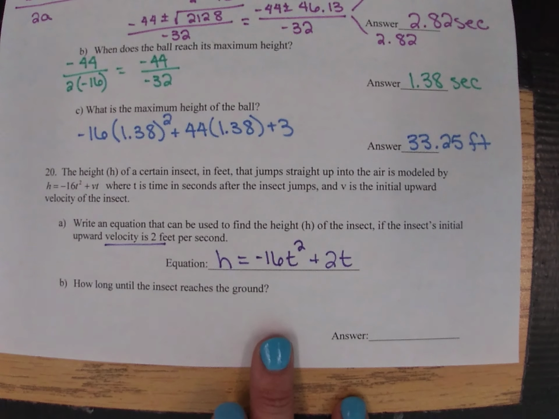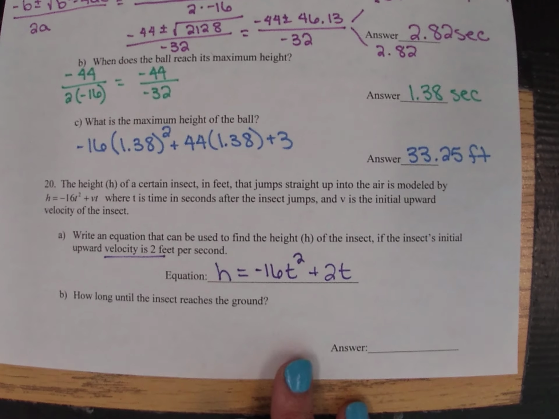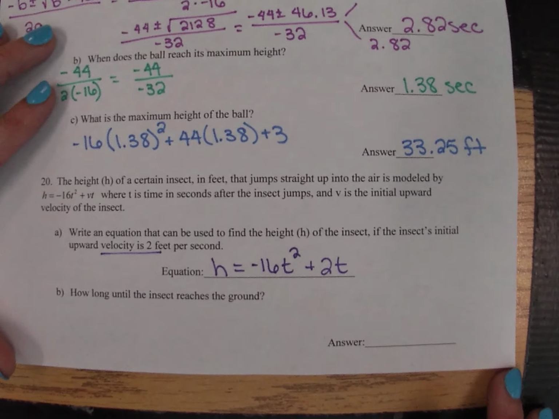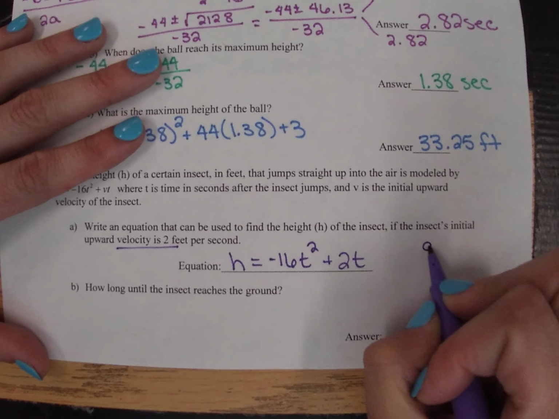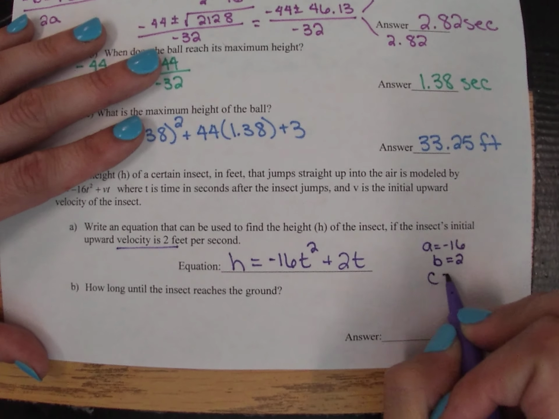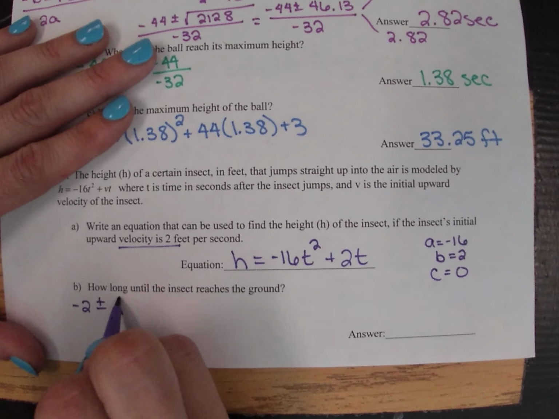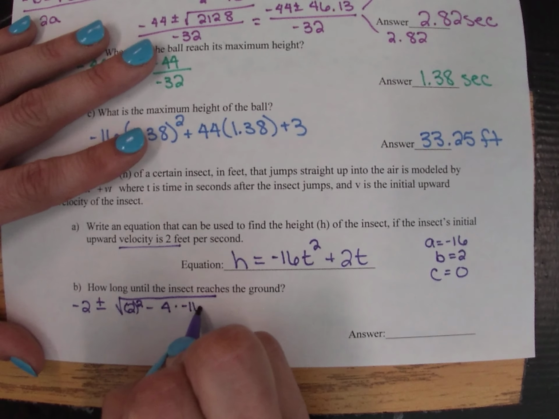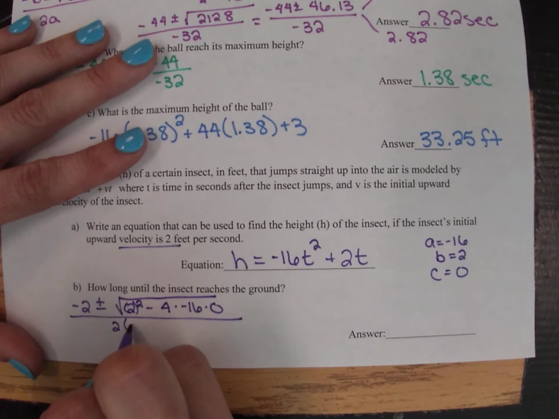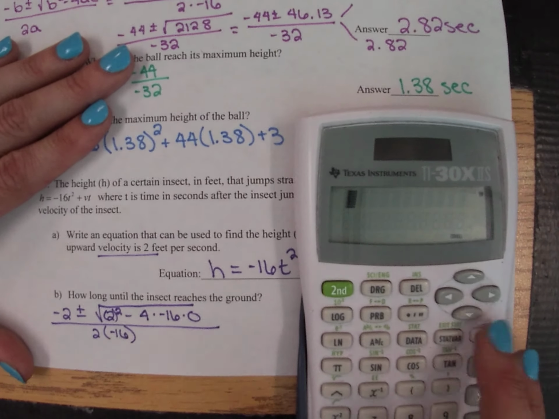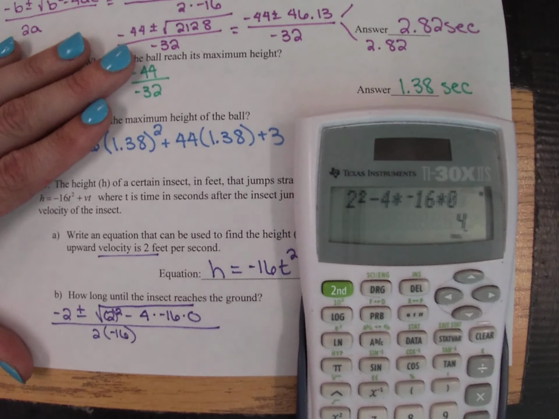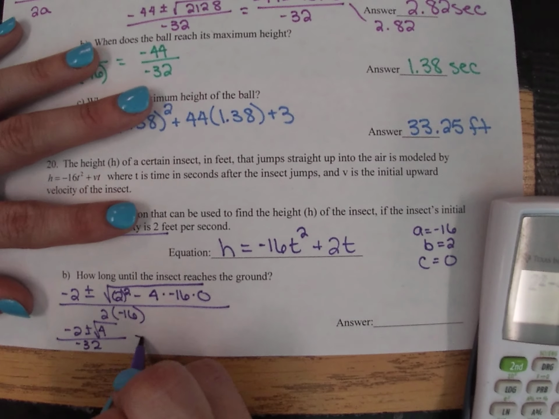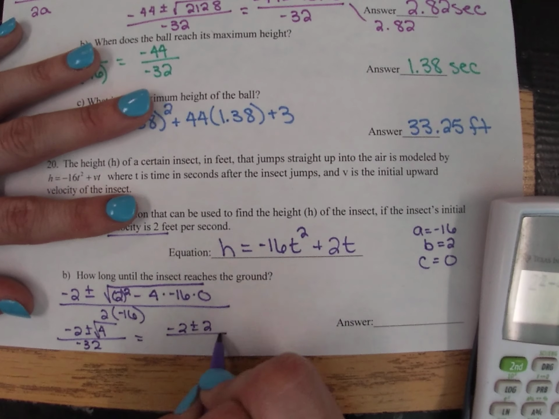Okay, then we want to know how long until it reaches the ground. So I know the majority of you are going to pick the quadratic formula, but there are other options. Okay, you could solve this by factoring and factor out a GCF, but I will show you the quadratic formula because I know that's what most of you will do. So A is negative 16, B is 2, C is 0. So we'll say negative 2 plus or minus the square root of 2 squared minus 4 times A times C all over 2a. Okay, so if we do underneath the square root, we get 4. Still in the square root. Okay, the square root of 4 is a perfect square.